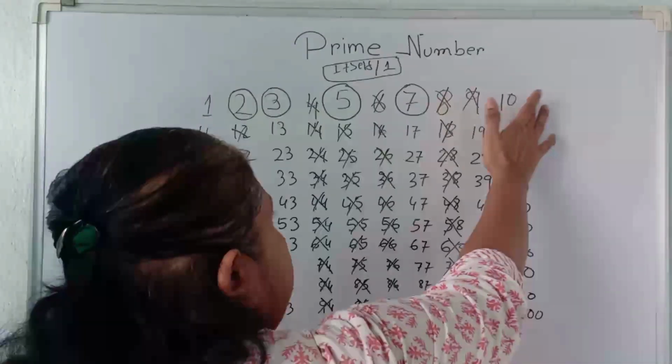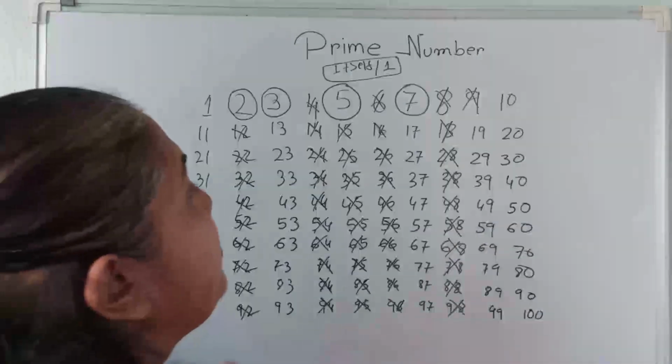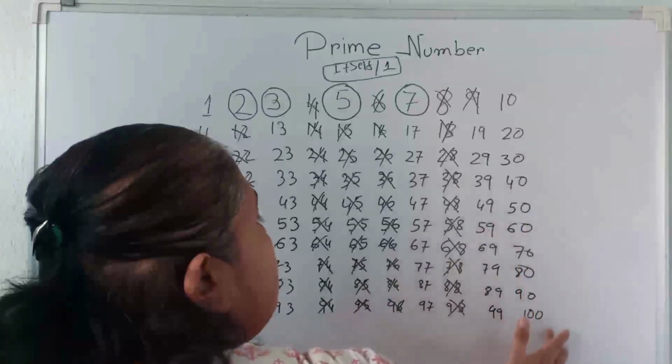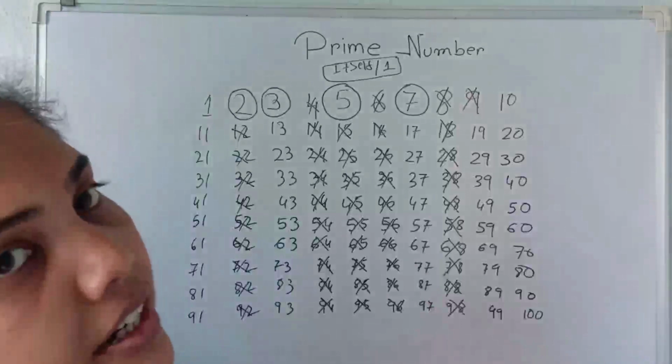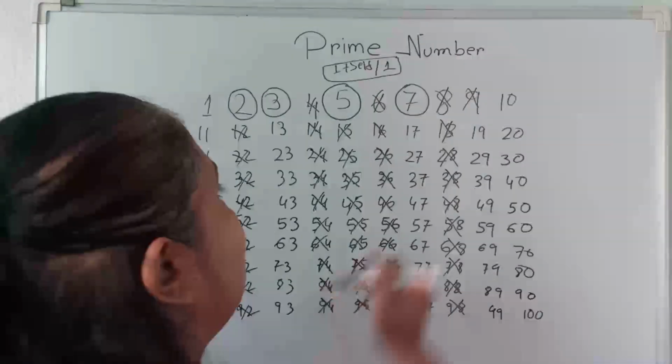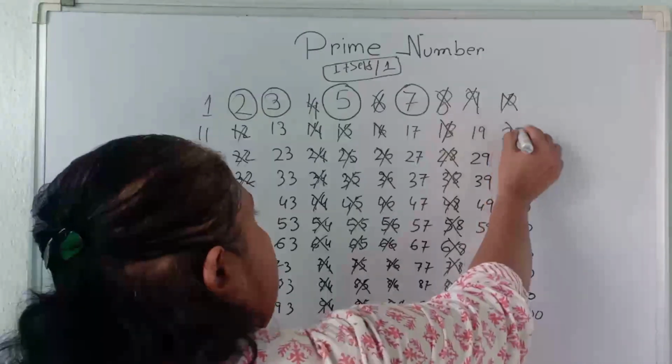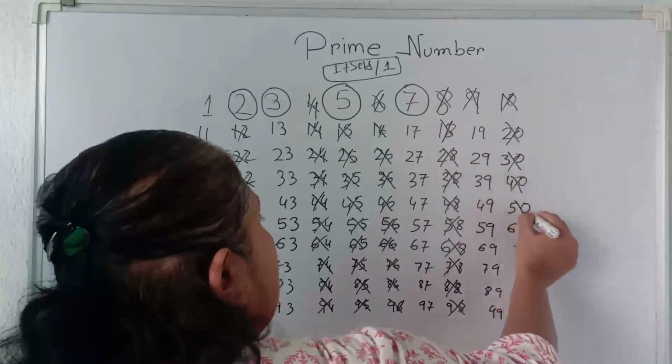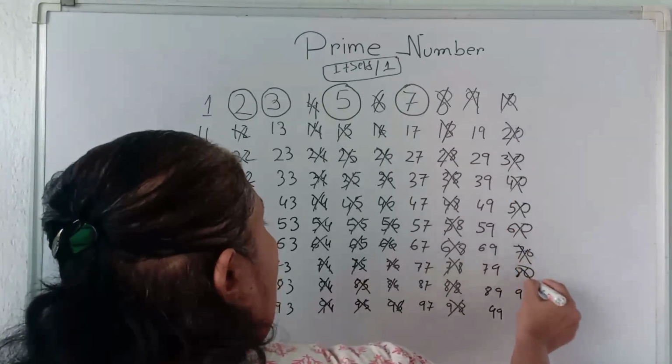And now let's check 10. 10 is not a prime number. And whatever numbers end with 0, we all know they are completely divisible by 5 or 10. So just cross all the numbers that end with 0.